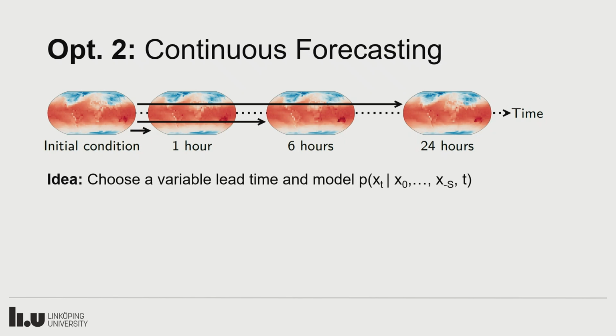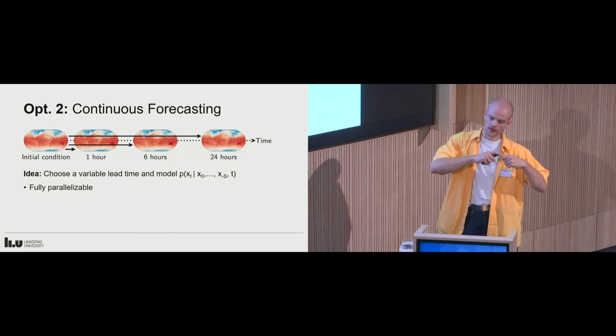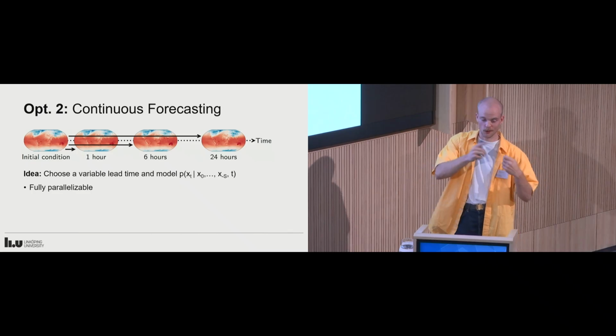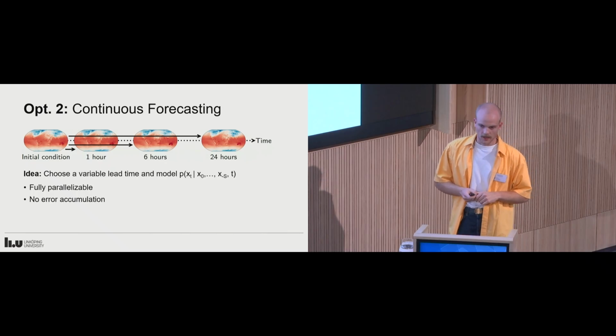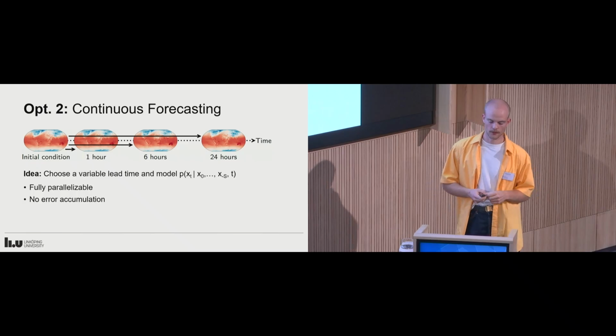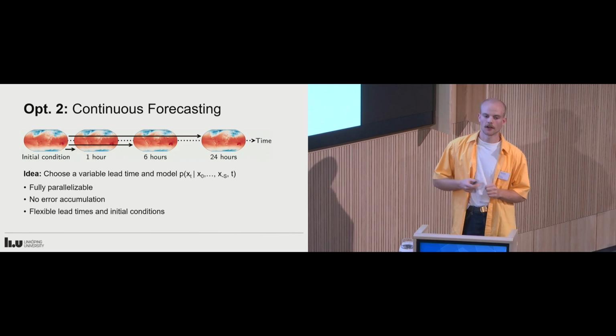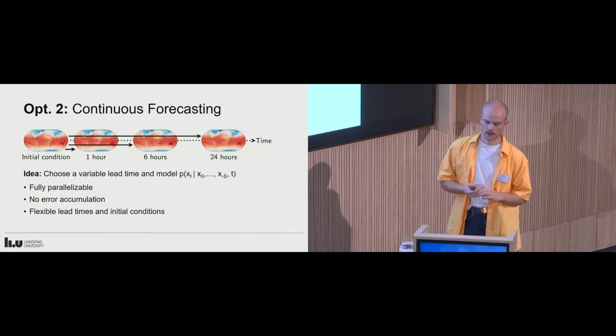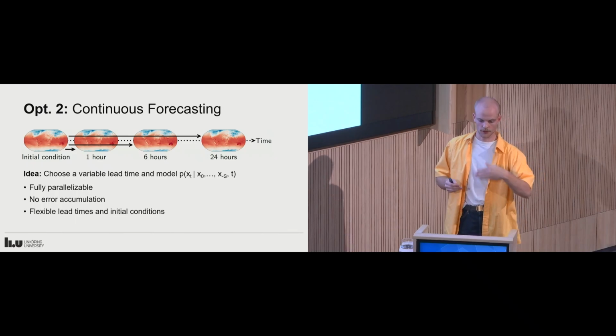And this has a lot of really nice properties. The first one is that there is no longer any sequential operation in your forecasting. So if you give me enough GPUs, you can do the same forecast up to 10 days in the same time that you would do one forecast before. There is also no error accumulation, since we're trained explicitly for what we're using it for. And finally, it's also much more flexible in which lead times and initial conditions you choose, because you're no longer restricted to this autoregressive sampling scheme.